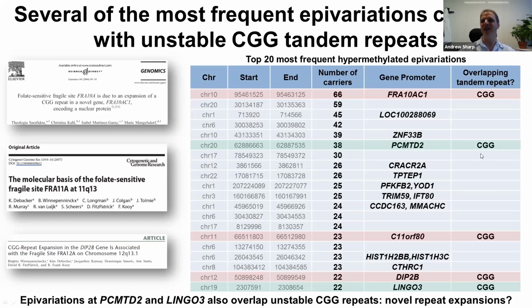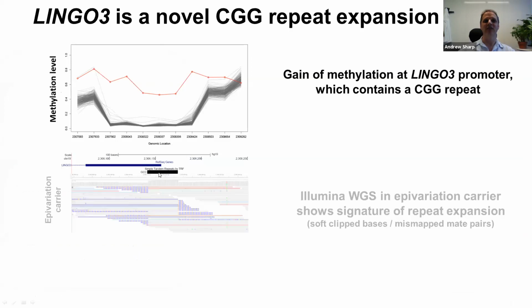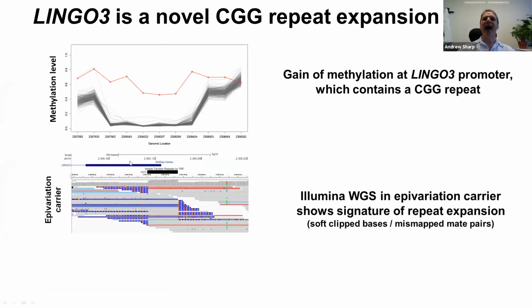So the obvious question is, are these also caused by underlying repeat expansions? Here is the locus LINGO3, where we see a clear gain of methylation in one individual. Here is the CGG repeat. We had Illumina whole genome sequencing of this individual, and you see a very unusual pattern with lots of soft clip reads composed of excess copies of CGG. These red reads in this IGV plot are unmapped.